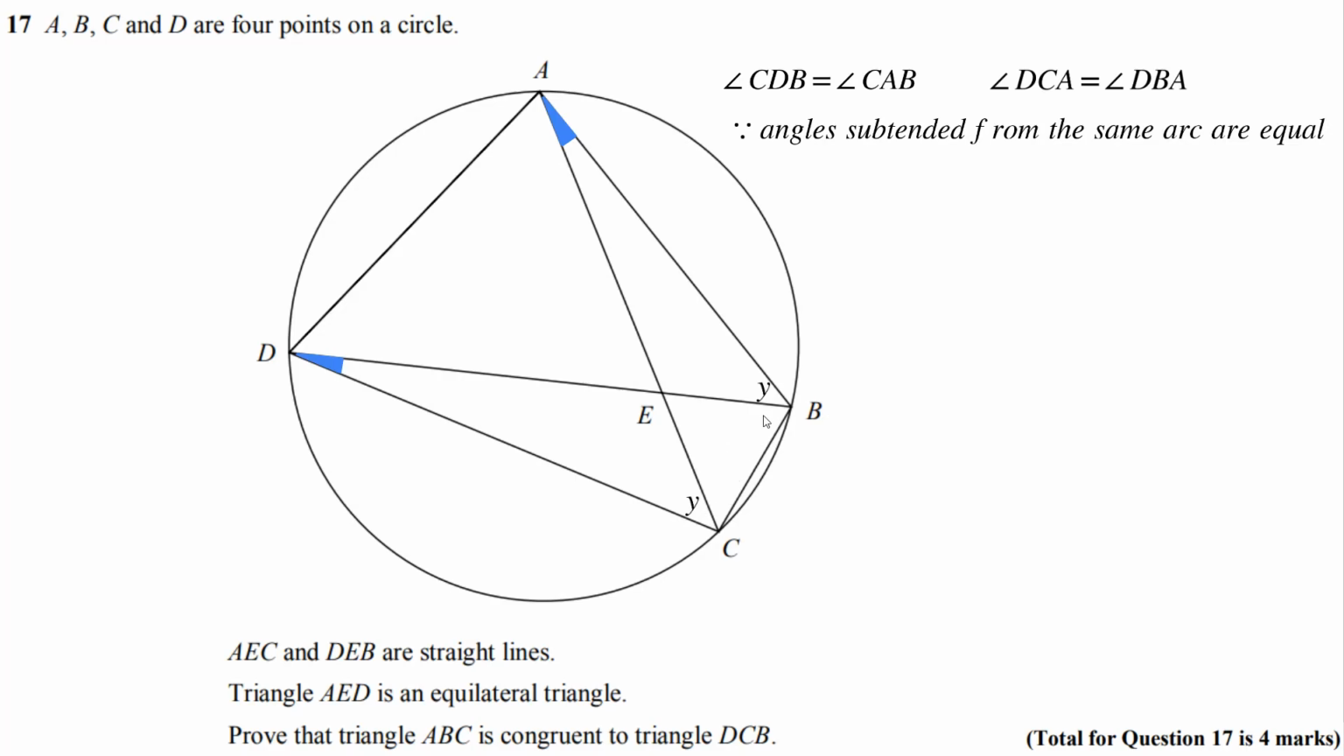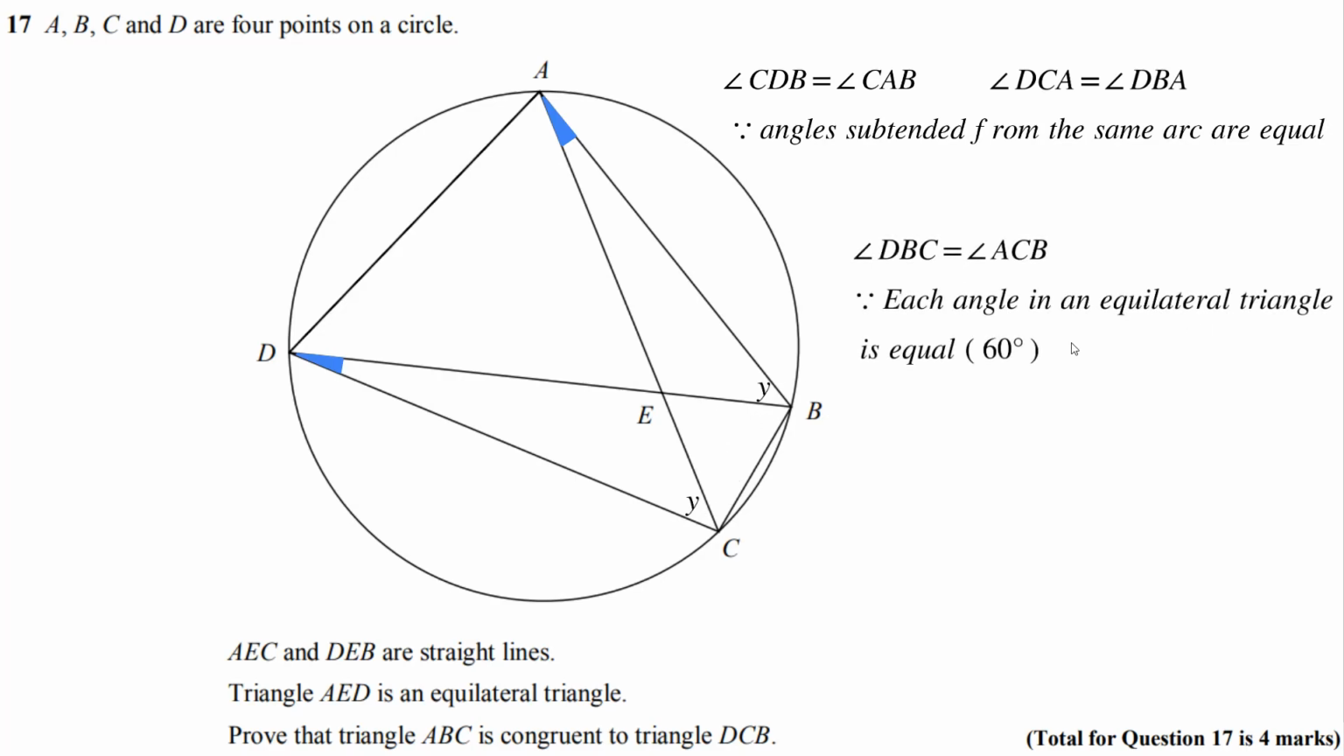So that means every angle is going to be 60 degrees. So just write that down. Each angle in an equilateral triangle is equal to 60 degrees. So 60, 60, 60. And so of this triangle, this angle here is going to be y plus 60. And of this triangle here, this angle is going to be y plus 60. So these two angles are also the same.